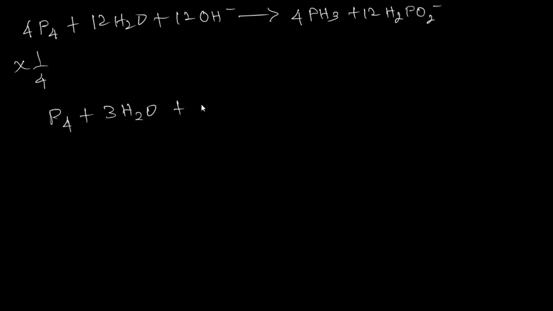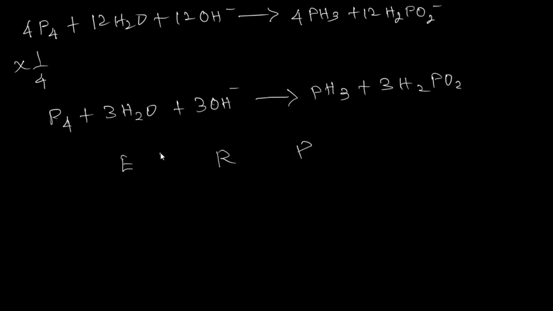So now the revised equation is P4 plus 3H2O plus 3OH minus gives PH3 plus 3H2PO2 minus. Now all the elements are balanced. We can check that the elements are balanced by the ERP method.